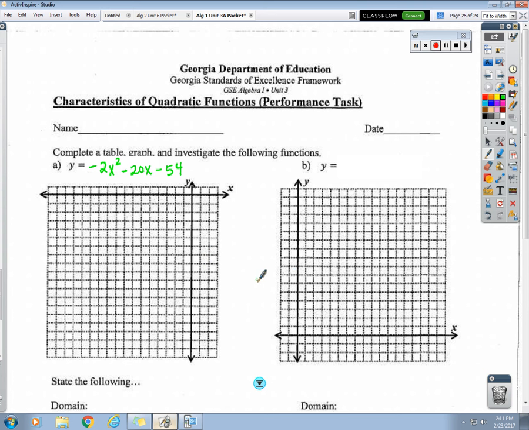Okay, the directions say complete a table, graph, and investigate the following functions. Well, we're not going to worry about completing a table because think about it. When we graph it using our calculator, won't that generate a table for us? We can just do second table and we'll have a table. So there's no reason for us to hand draw a table over here. That's just a lot of unnecessary work since we have graphing calculators that will create a table for us. So the first thing we need to do is graph it.